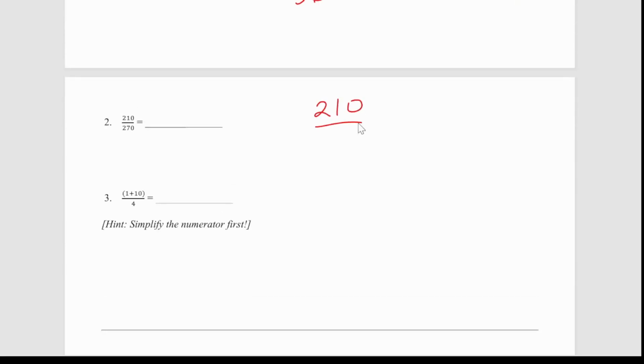For 210 over 270, I'm going to think that probably dividing multiple times is going to be the simplest. And my hint to you is probably 10 goes into both. So why don't you try to simplify this and then restart the video whenever you have.